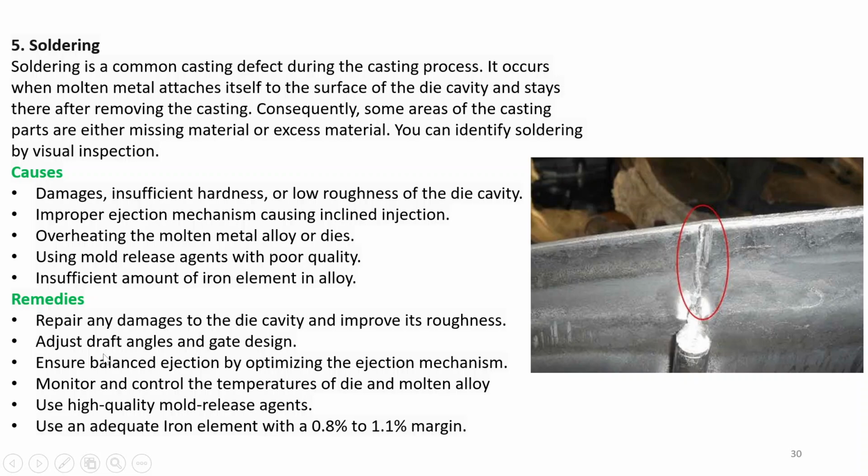So the remedies can be repair any damage to the die cavity and improve its roughness, adjust draft angles and gate design, ensure balanced ejection by optimizing the ejection mechanism, monitor and control the temperatures of die and molten alloy, use of high quality mold release agents, and also use an adequate iron element with 0.8% to 1.1% margin.